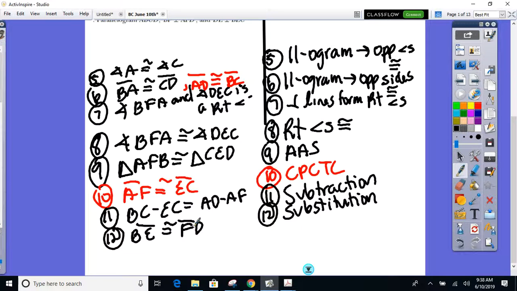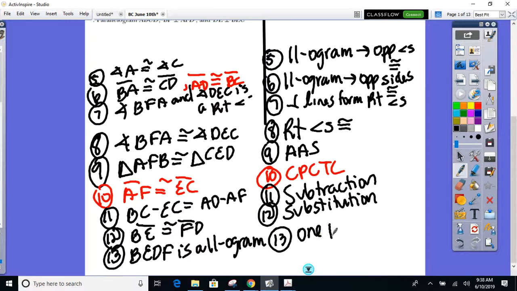All right, here are the last two important steps. BEDF is now a parallelogram. Why? How? The wording is important. Go ahead, Nika. Same pair of opposite sides, congruent and parallel implies a parallelogram.